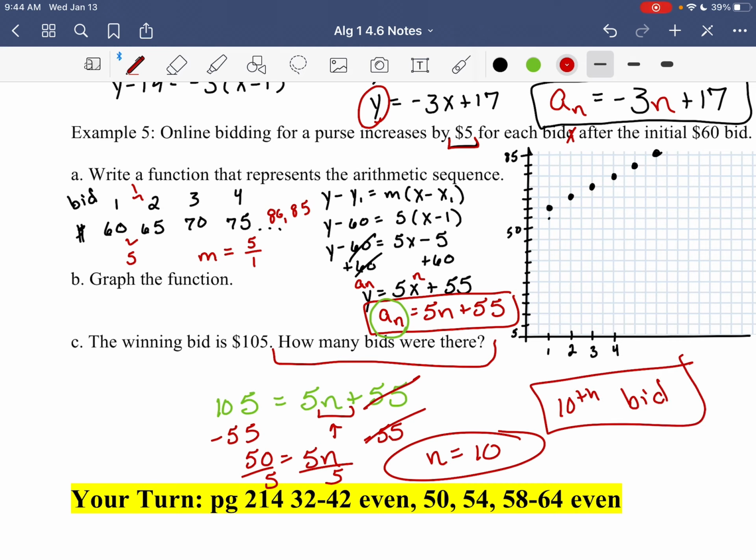There were 10 bids. Okay, last bit of practice, page 214. I want you to do 32 through 42 even, number 50, number 54, and then 58 through 64.